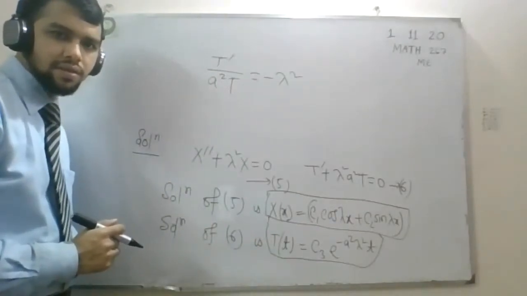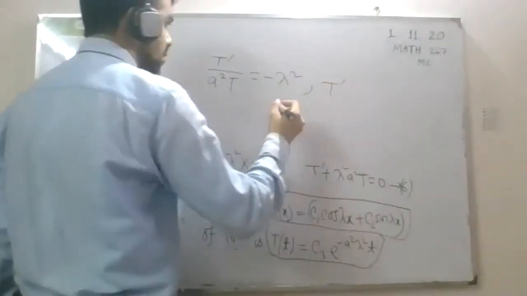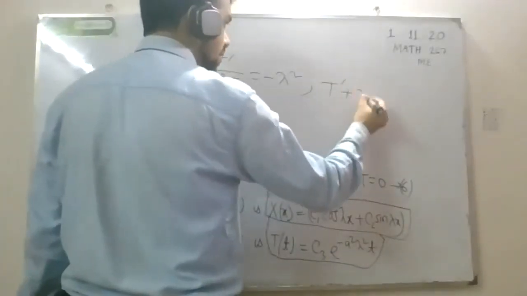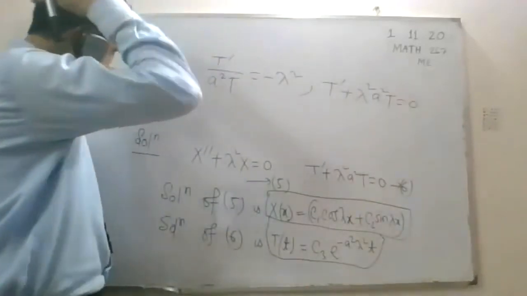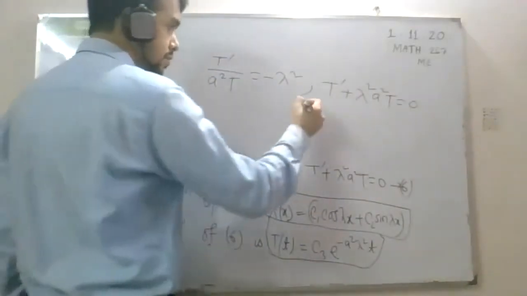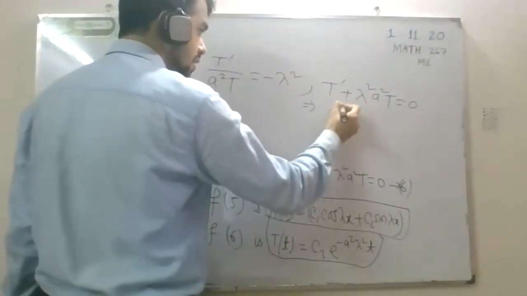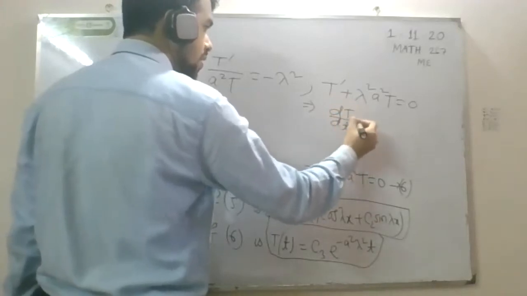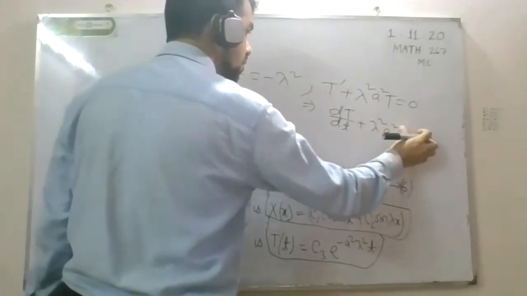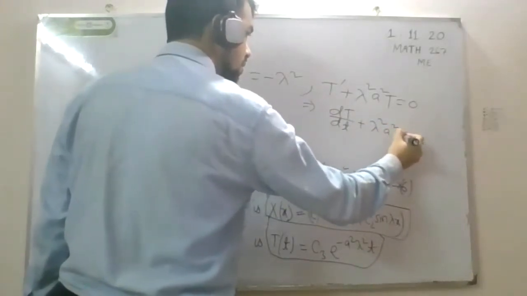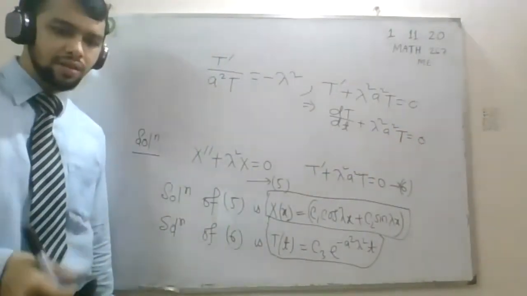আগের মতো কমপ্লিমেন্টারি ফাংশন বের করেছে। Okay, so here you have to write things like that: d²θ/dt² plus lambda square a square θ equals to 0. এটার জন্য কি আগের মতো কমপ্লিমেন্টারি ফাংশন বের করা দরকার আছে?